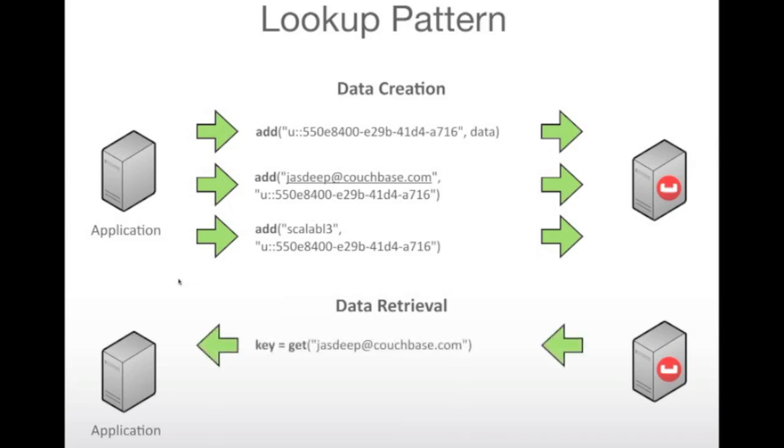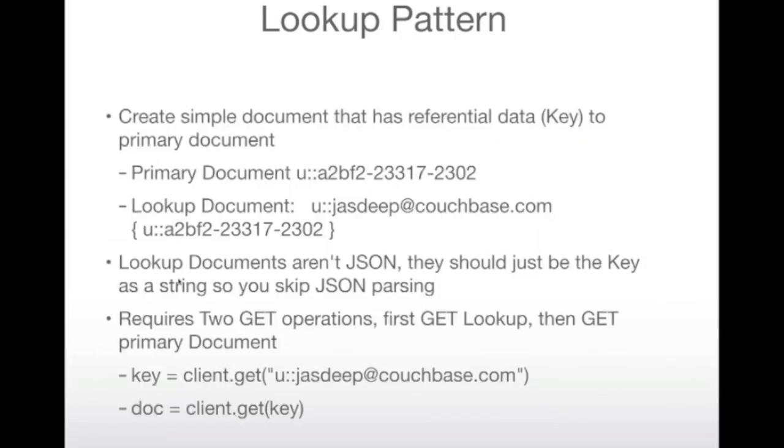For retrieval, it's basically a two-step process. I do a get on that lookup document, and then take that key and do a get on the key to get the primary document. And no matter how many lookups I have, I can always get it two different ways. And it's always a two-step process. I get the primary document key, and then I get that actual document back. So this makes it really easy to have multiple ways to get to a document without a MapReduce index.